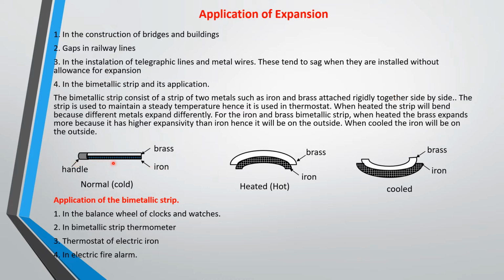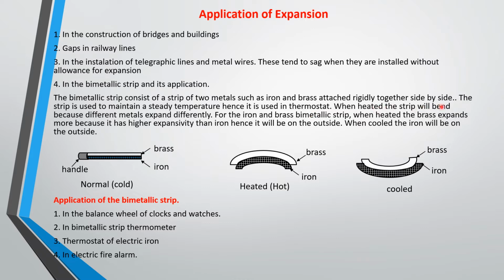Now, this picture depicts what the bimetallic strip looks like. The bimetallic strip is a strip of two metals that have different expansivity. The bimetallic strip consists of a strip of two metals such as iron and brass attached rigidly together side by side. The strip is used to maintain a steady temperature, hence it is used as thermostat.